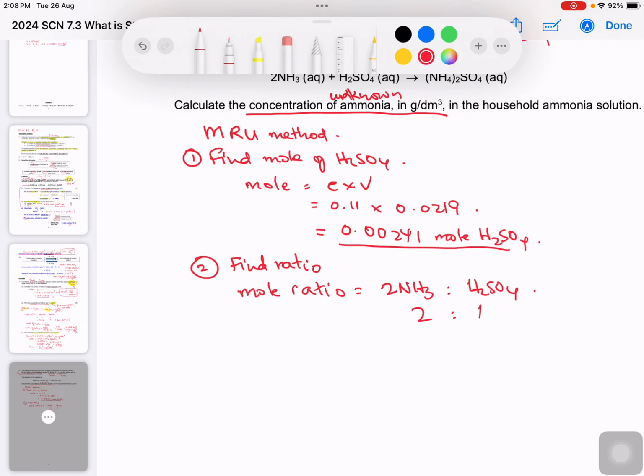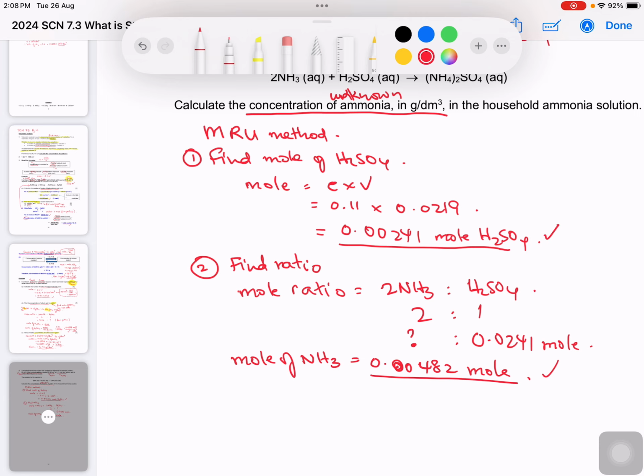So from step 1, H2SO4 is 0.00241 mole. How much will be ammonia? So mole of ammonia, you need to times 2, correct? This 2 is to 1. So it will be 0.00482 mole. So first step done, second step done.